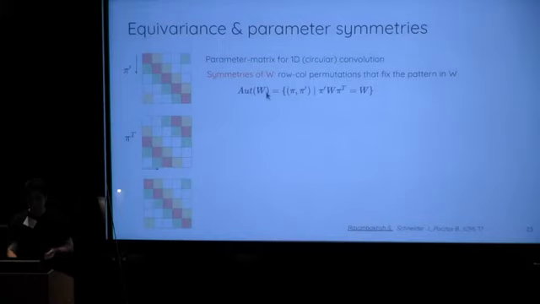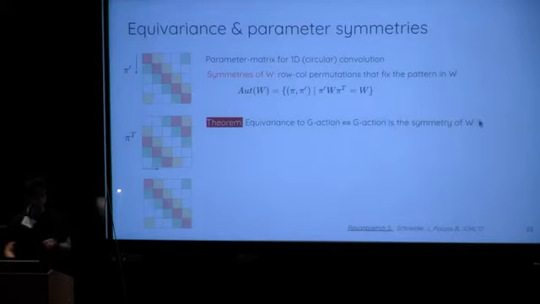Then what we could show is that this single feed-forward layer is equivariant to the action of a group if and only if that group is also a symmetry of W. So there is this connection between designing an equivariant model and making the parameter matrix symmetric. And it is actually easy to show in one direction.